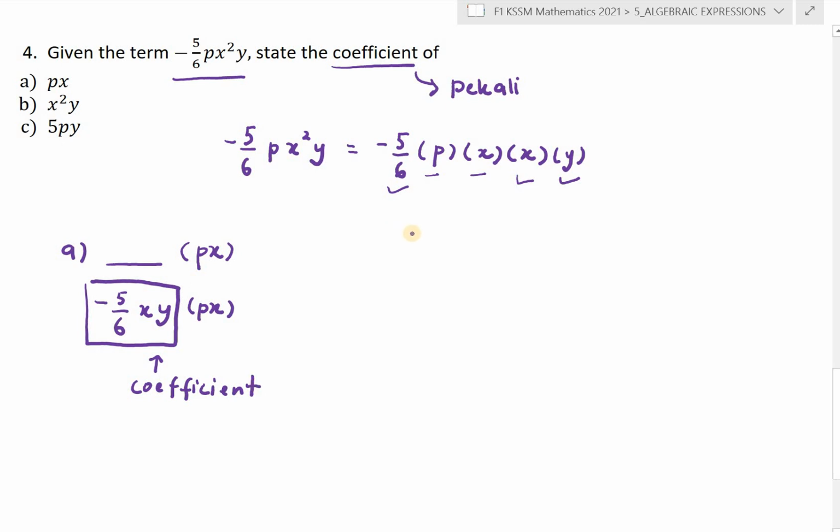Okay, look at question B. Sama juga teknik dia. So, question B yang dia minta adalah X square Y. Okay, so kita dah tahu X square Y. Ini saya padam balik. Okay, kita tengok X square Y adalah yang inilah. X, X, Y. Ini yang ada. So, yang kita nak cari adalah negative 5/6 P. Okay, so kita letaklah kat sini siapa yang tak ada tu. Negative 5/6 P. Okay, so this is the coefficient for question B. Okay, yang saya petakkan ini adalah coefficient.